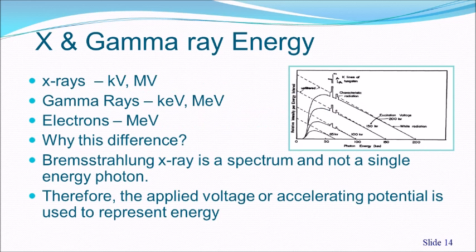But in actual practice, we don't use electron volts, we use kV/MV for X-rays, and keV/MeV for gamma rays as well as for electrons. Why is this difference? This is because the X-rays produced by Bremsstrahlung is a spectrum and not a single photon energy. It's not having one energy, it is having a spectrum.